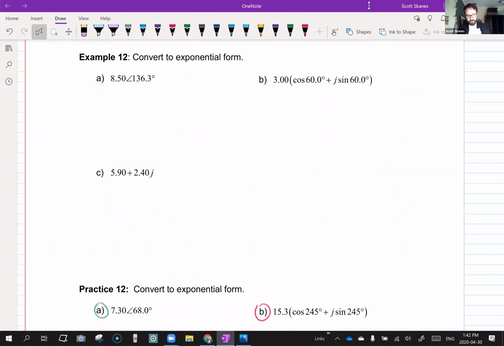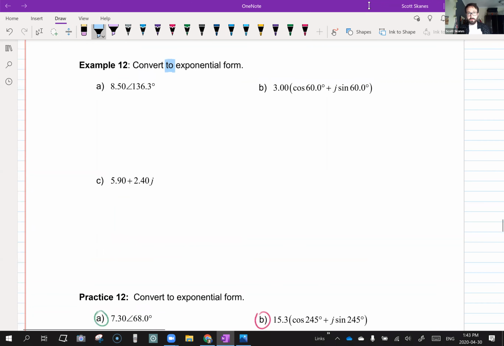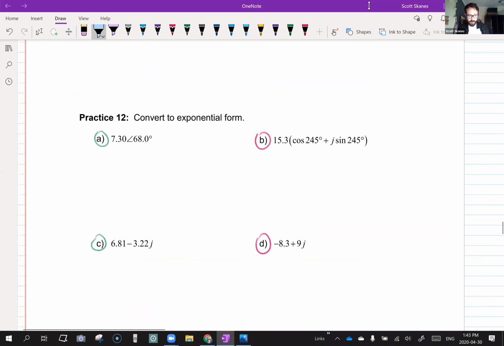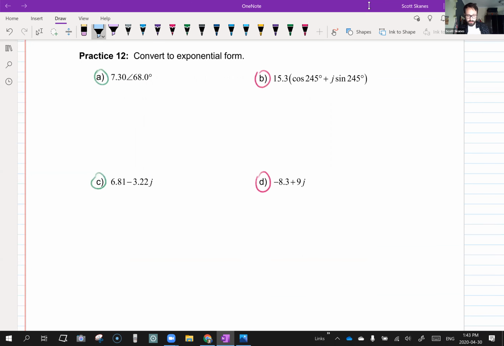You'll notice the difference now is we're converting to exponential form. We already had exponential form before, now we're going to it. So these examples are done in the videos. I'm just going to skip them. That'll be regular practice for me now, is to skip the examples. I'm going to go straight to the practice.